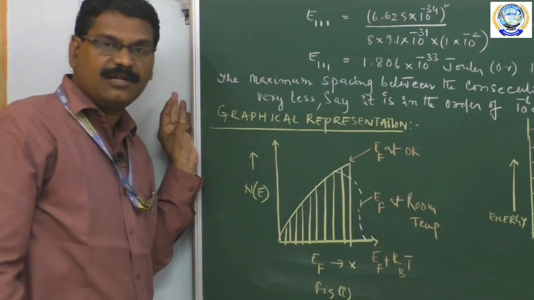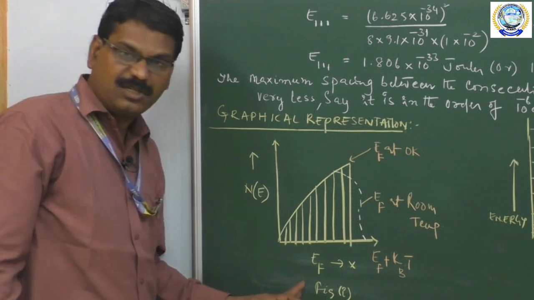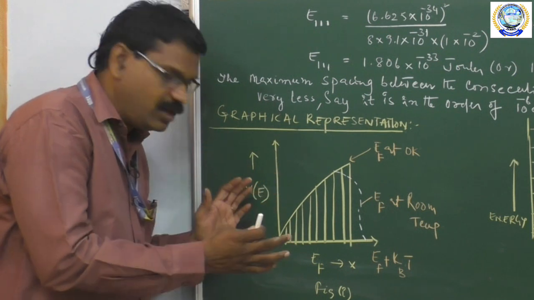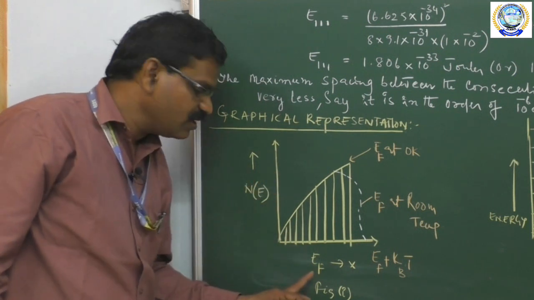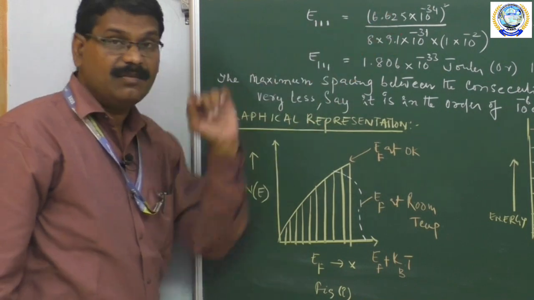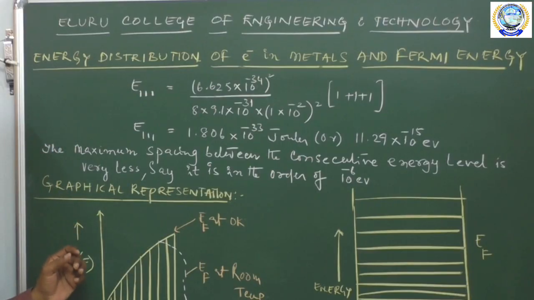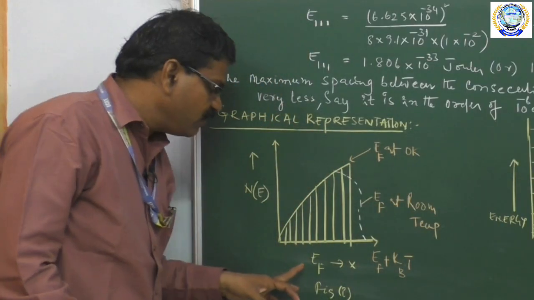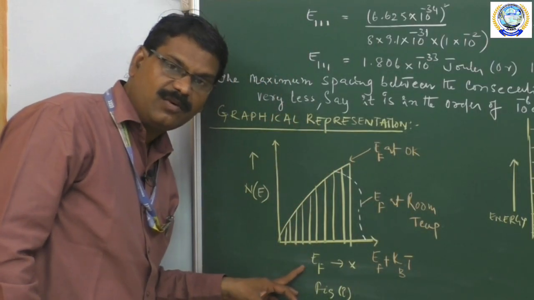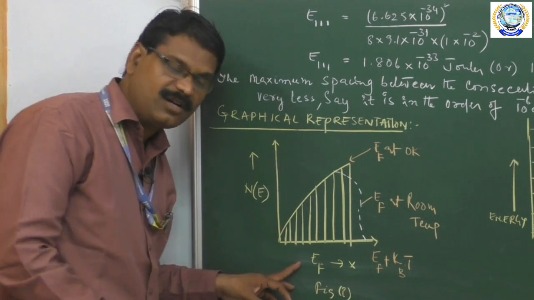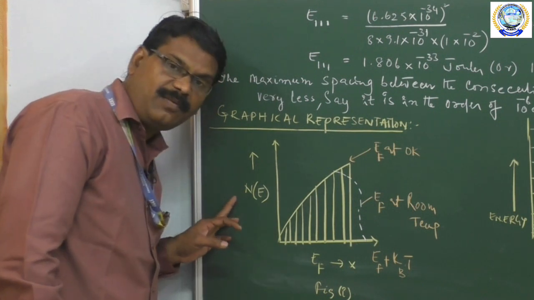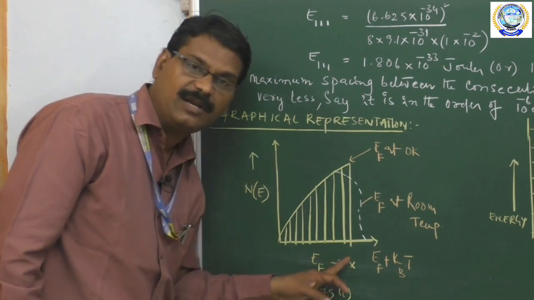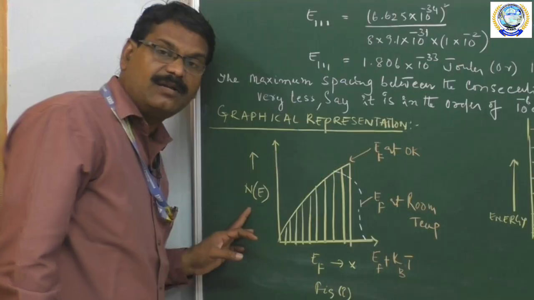So strictly speaking, my students, if you see this first figure, it is purely a graph between N of E versus E. As I told you in the title of this topic, that is energy distribution of electrons in metals and Fermi energy level. One important follow-up is going on here. What is that? As the number of energy levels goes on increasing, my Fermi energy level is also gradually increasing along with the number of energy levels.